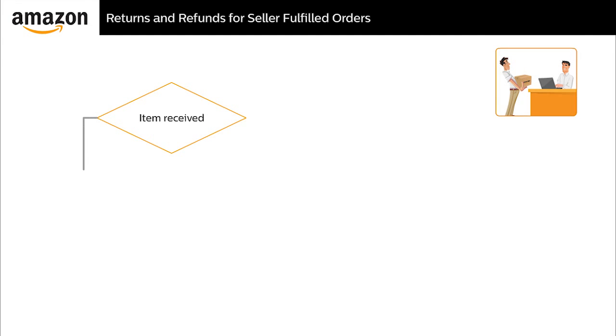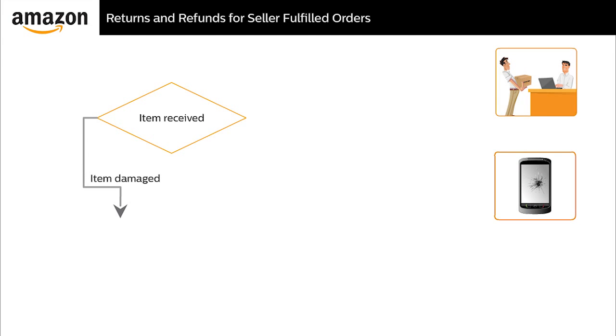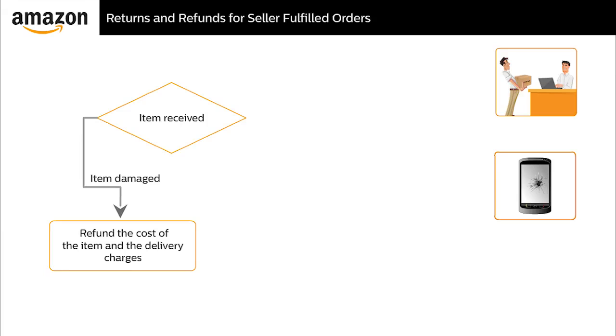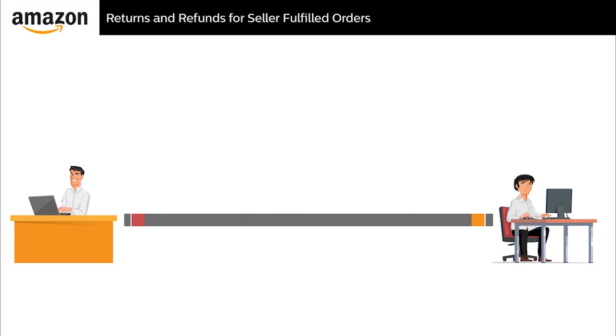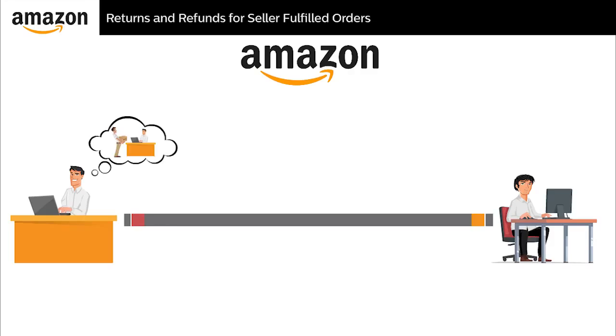When the customer is returning an item that was damaged or defective on arrival, the seller will refund the cost of the item as well as the delivery charges incurred in sending it to the customer. For returns of items that the customer no longer wants or needs, sellers are not required to refund the return delivery charges incurred and other services provided to the customer in connection with the purchase unless the return is due to the seller's error.